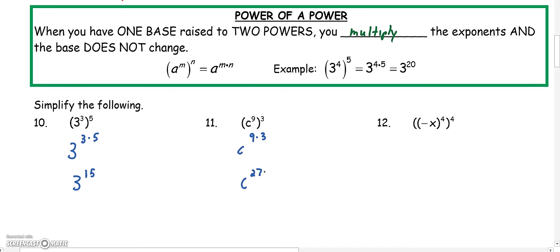Number 12, we have parentheses negative x to the 4th raised to the 4th. So negative x is our base. It stays in parentheses because we want that negative to stay with the x. And then we multiply our exponents, 4 times 4. So we get negative x to the 16th.